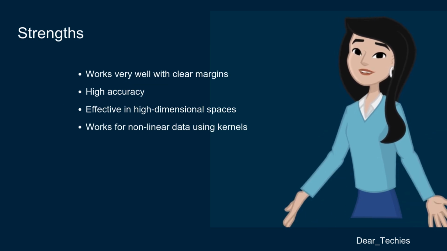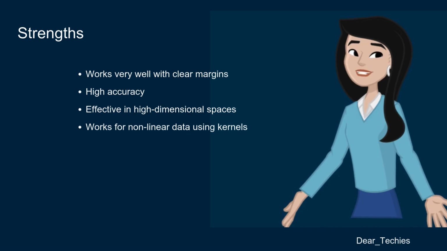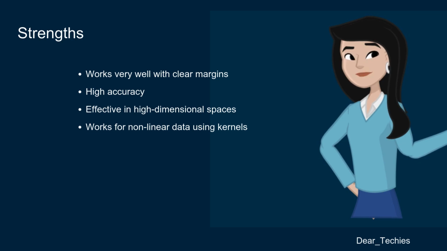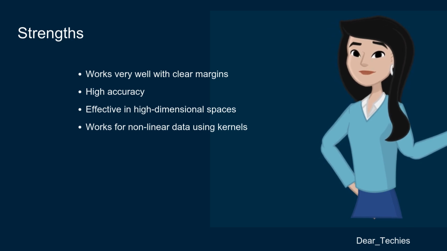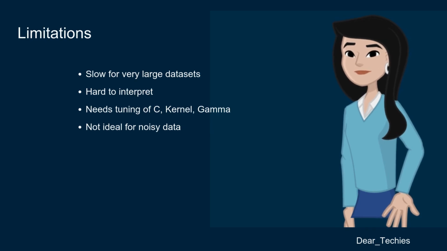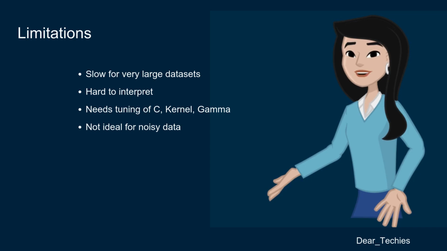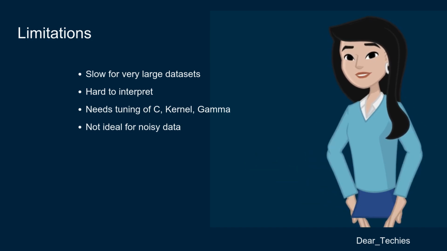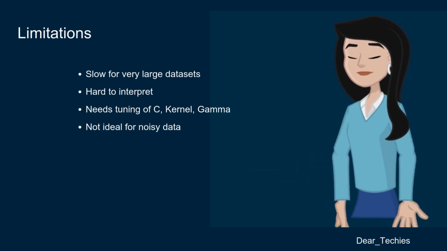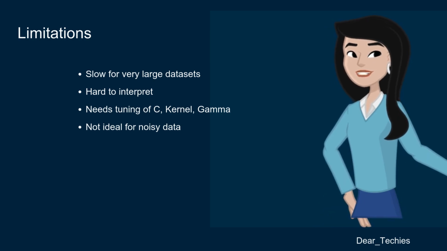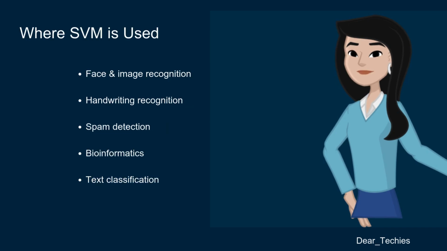SVM is extremely effective when data has a clear separation margin. It also performs very well when we have many features, like in text classification or image recognition. SVM is powerful, but it can be slow when datasets are extremely large. It also requires careful tuning of hyperparameters. If the data is very noisy, SVM may struggle to find a stable boundary.